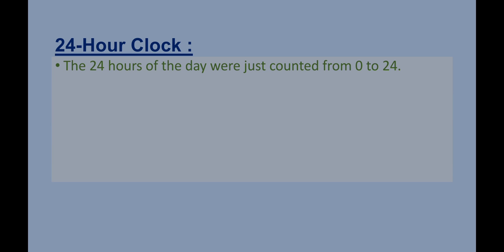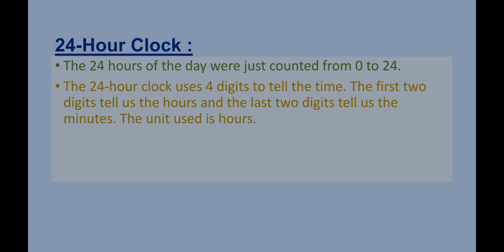The 24 hours of the day are just counted from 0 to 24. In a 12-hour clock we use 1 to 12 two times in a day, but in a 24-hour clock we use the numbers 0 to 24 at a time. The 24-hour clock uses 4 digits to tell the time.